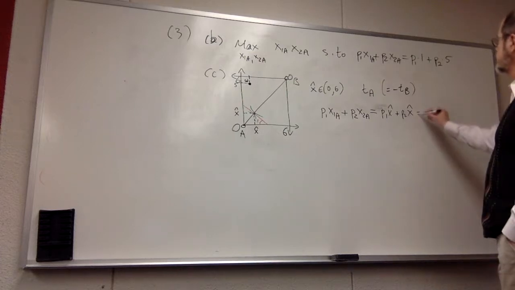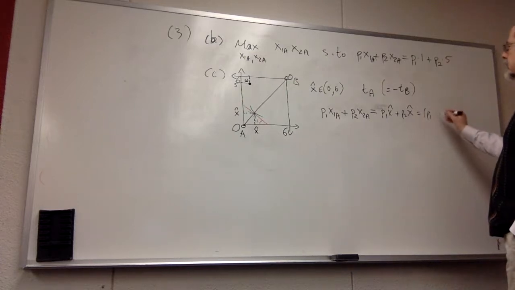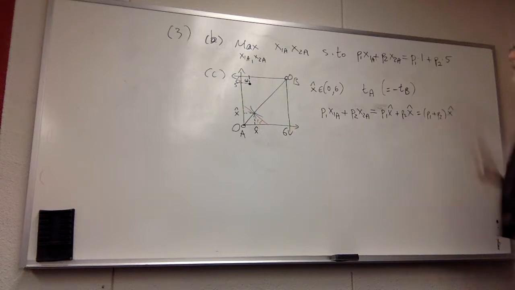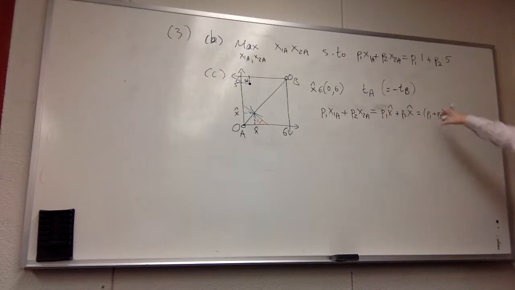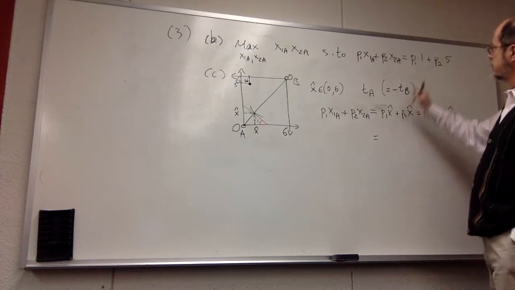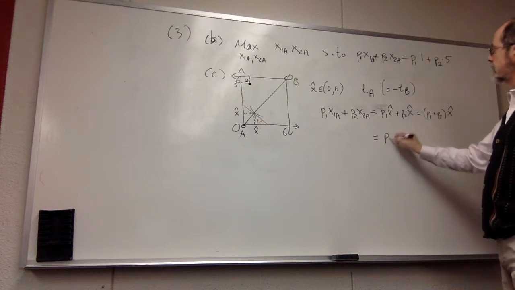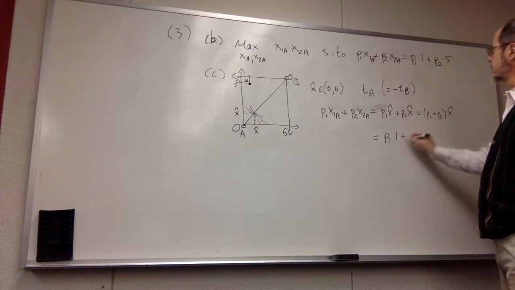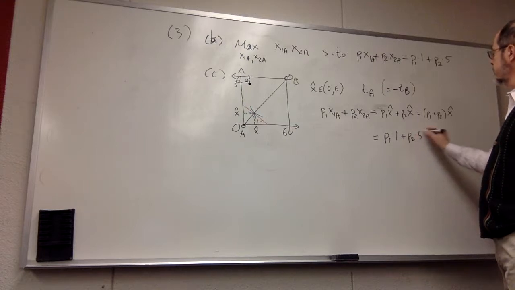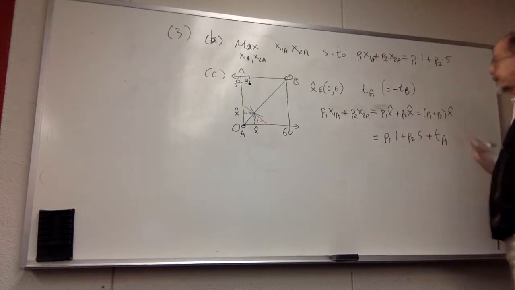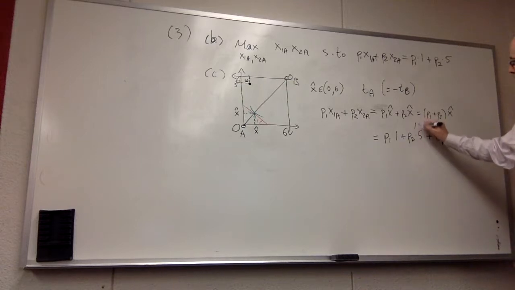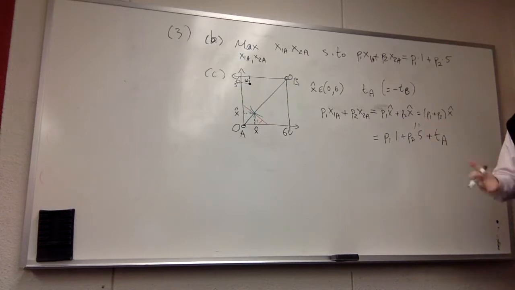Now, of course, that means P1 plus P2 x hat. X hat is the same. So this is what I want the income to be for person A. I can also write what the income was with the original endowment: P1 times 1 plus P2 times 5 plus the transfer. And I set these two amounts equal. Find the transfer.